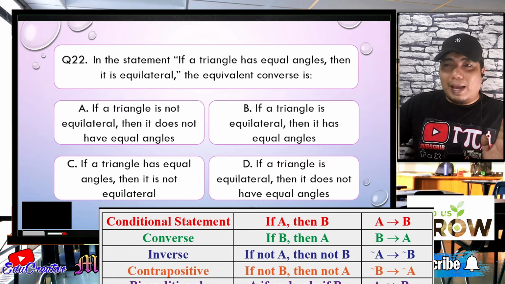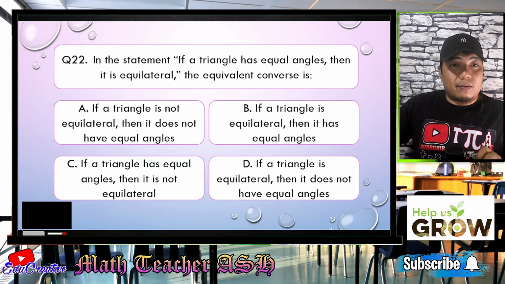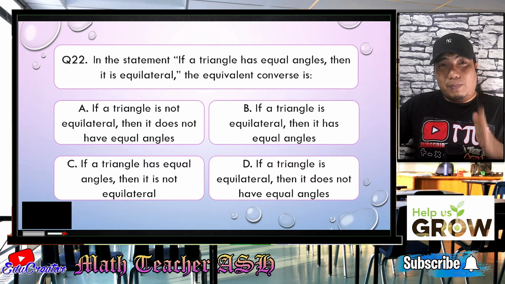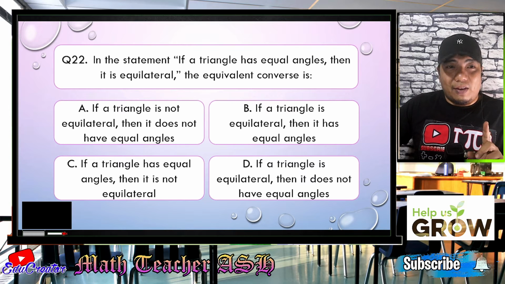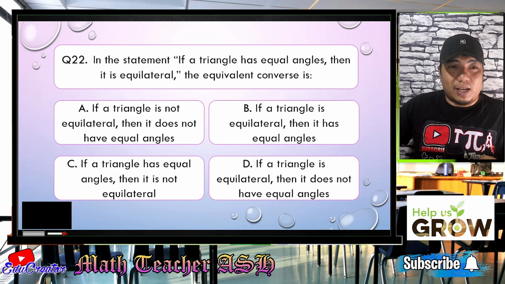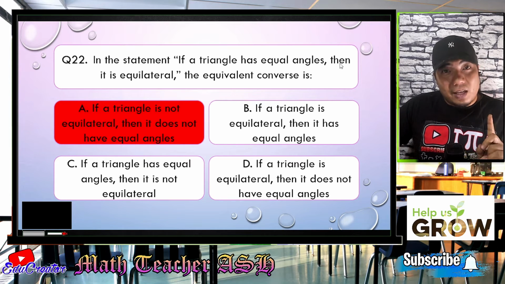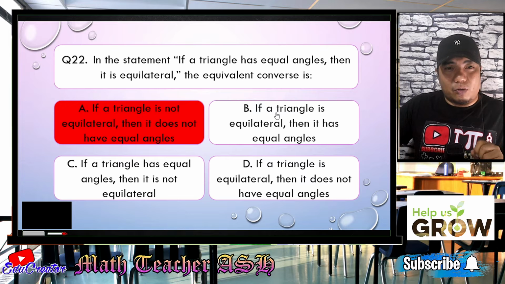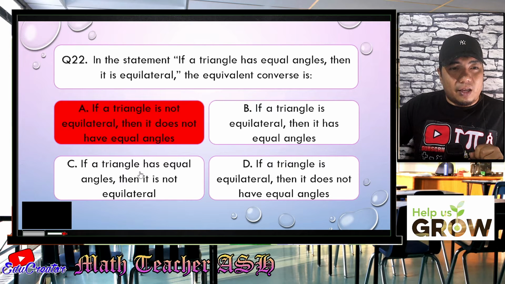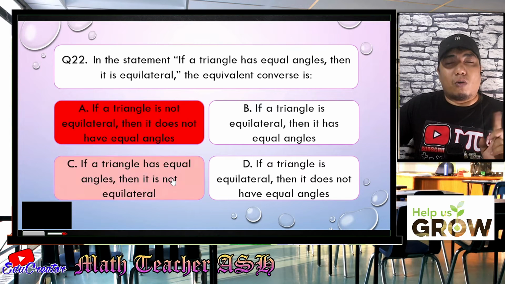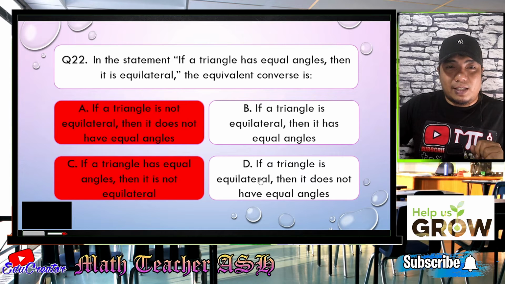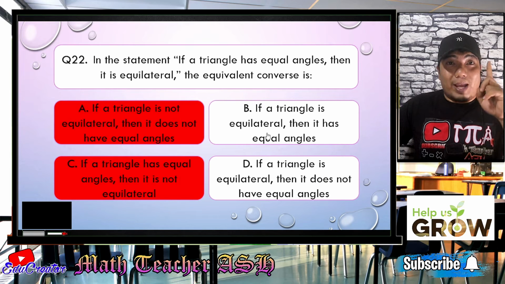Now, applying this, what is that, my dear math learners? If B, then A, that would be if a triangle is equilateral. Where is that? "Triangle is not" is wrong because it is already a negation. "If a triangle has equal angles" is also wrong. If a triangle is equilateral, so this is correct for the first part, which is if B.